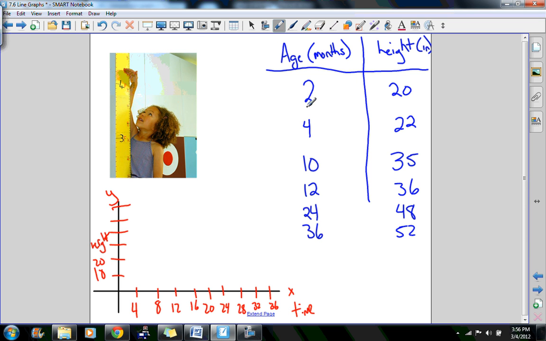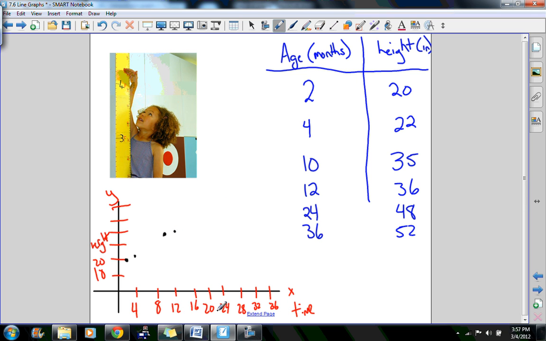So I have to graph the point 2 months, 20 inches. So 2 months would be right here, 20 inches would be right there. I'm going to graph it in black here. Then I need to graph the point 4 months, 22 inches. So there's 4, there's about 22. And then I go 10 months, which is right there, and I go up to 35, right about here. Then I go to 12 months, and I go 36, so a tiny bit above.